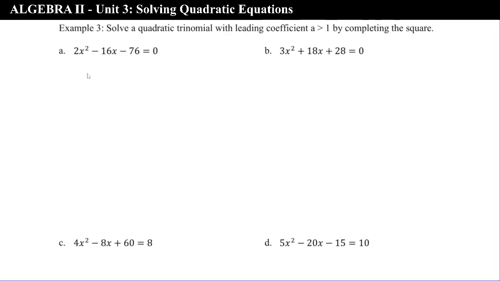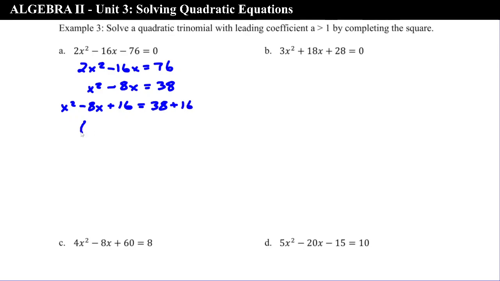So here we have 2x squared minus 16x minus 76 equals 0. So first thing we're going to do, move our 76 to the other side. So you got 2x squared minus 16x equals 76. Then we are going to divide everything by 2. 2x squared divided by 2 is x squared. Negative 16x divided by 2 is negative 8x. And 76 divided by 2 gives you 38. And now we're going to complete the square like we did in those previous examples. So 8 divided by 2 is 4. 4 squared is 16. So we will add 16 to both sides.